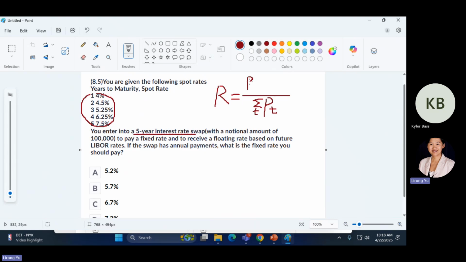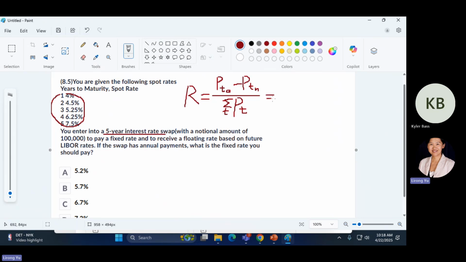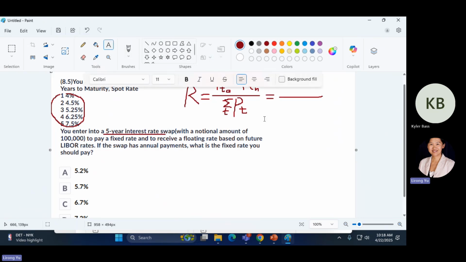The numerator is supposed to be PT0 minus PTN. In our example, the denominator would be like this. The number is going to be P1 plus P2. I mean, it's supposed to be a smaller index, 1, 2, and then P3, and then P4, and then P5.